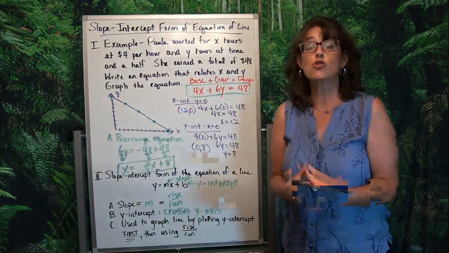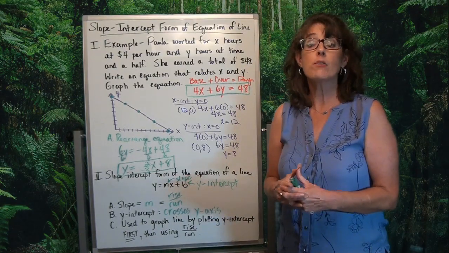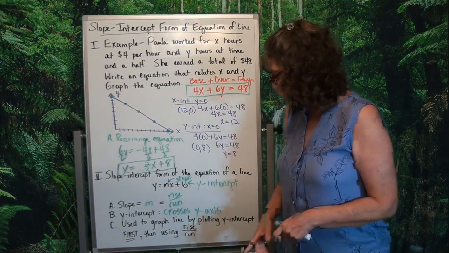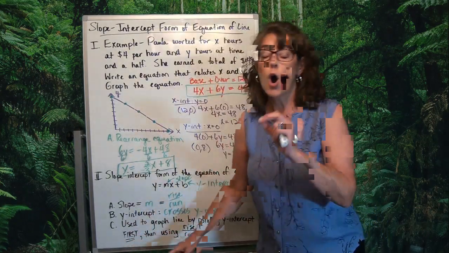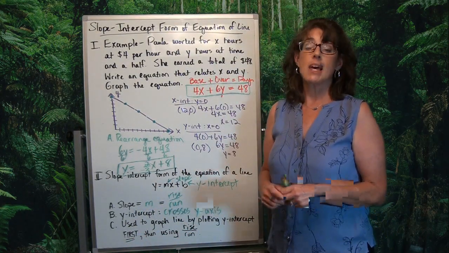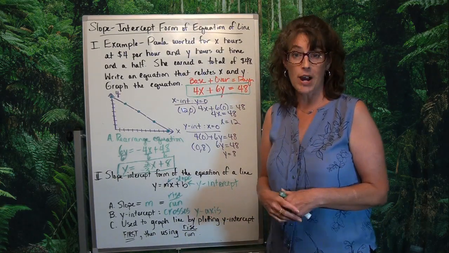So I need to stress to you, it's a wonderful counting tool, but you have to have a place to count from. So you always put your y-intercept on there first. Always put the y-intercept on first. Then use that counting tool of rise over run after you put your y-intercept on there.